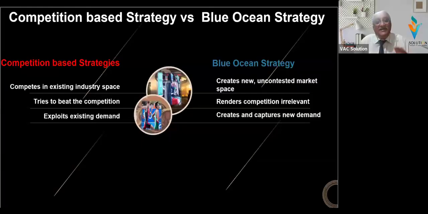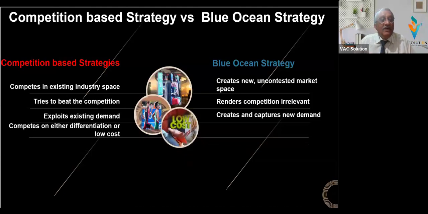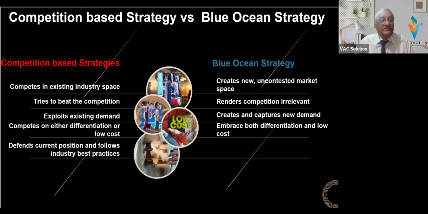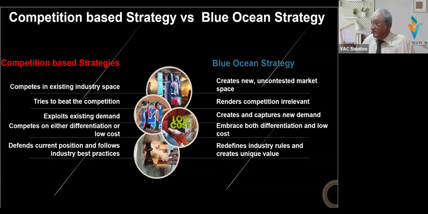So what are you doing? From competition-based strategy, you are moving into blue ocean strategy, rendering competition irrelevant. Compete on either differentiation or low cost. Enhance both differentiation and low cost. Defend current position and follow best industry practices. Redefines industry rules and creates unique value.